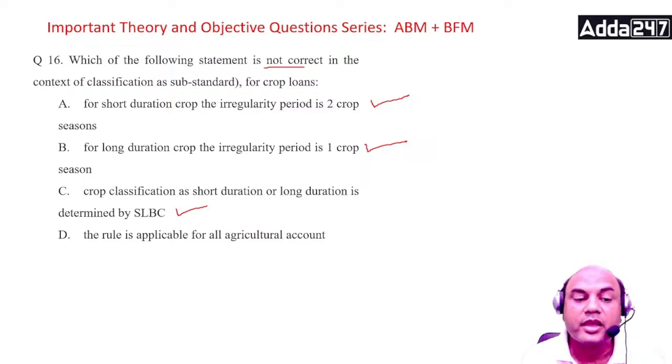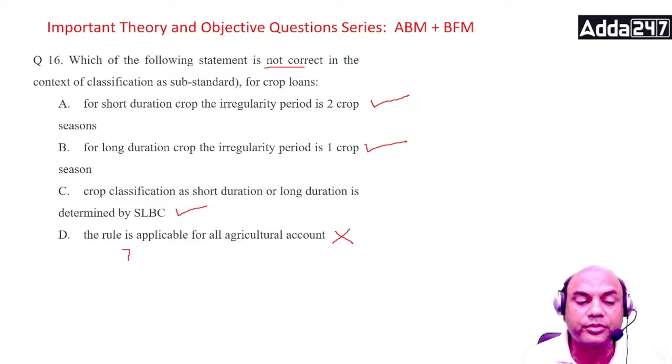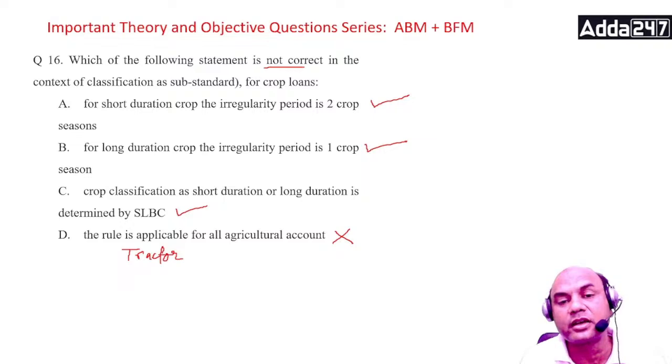Okay. The rule is applicable to all agricultural accounts. That is wrong. Now what do you mean by this? The rule is applicable to all. It means suppose if I take a tractor loan, then also it is applicable. Suppose if I take a housing loan under agriculture as a farmer, then also it's applicable. So it's not. Okay. So that is the point. The important point over here is this is applicable only to those crops. Means all the above three are correct, but it is not applicable to other agricultural accounts.